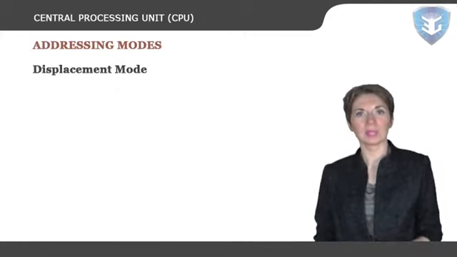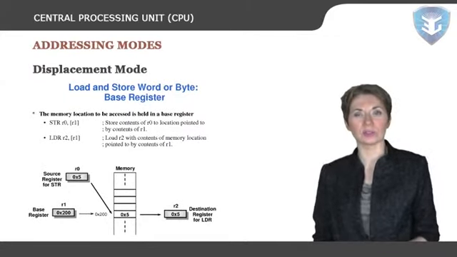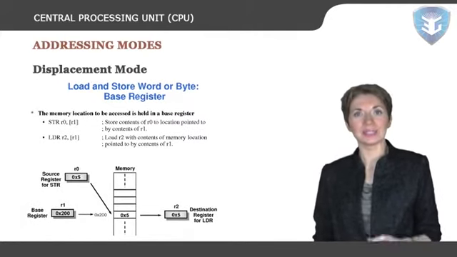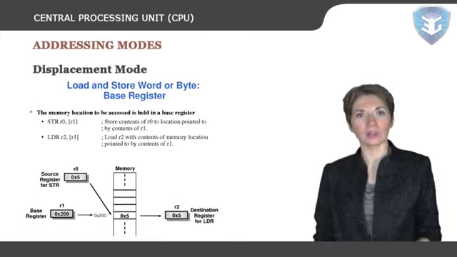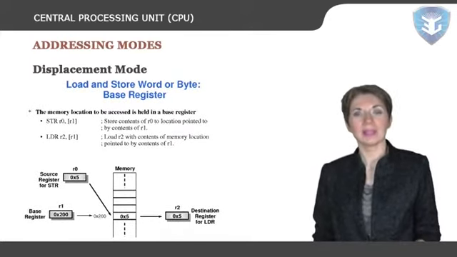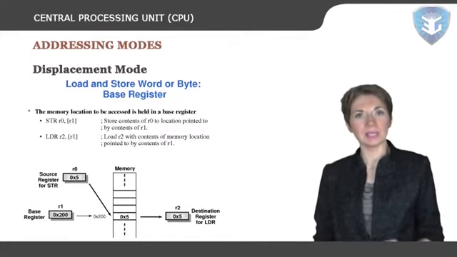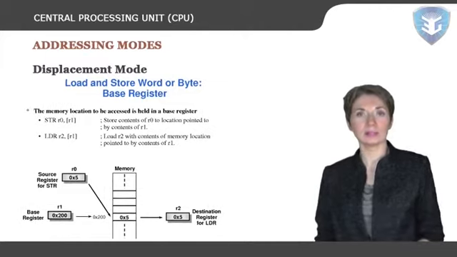Displacement mode. Similar to index mode, except instead of an index register, a base register will be used. The base register contains a pointer to a memory location. An integer constant is also referred to as a displacement. The address of the operand is obtained by adding the contents of the base register plus the constant.